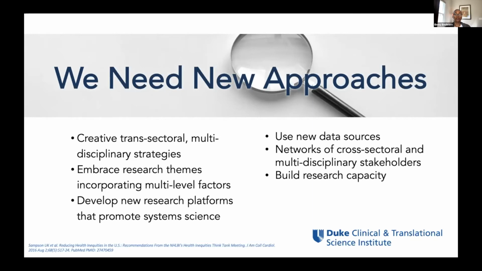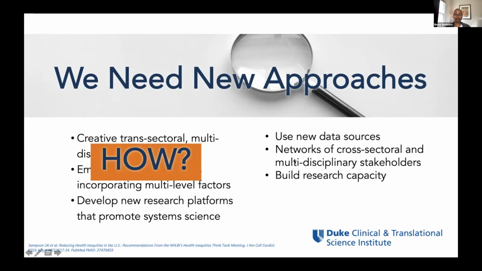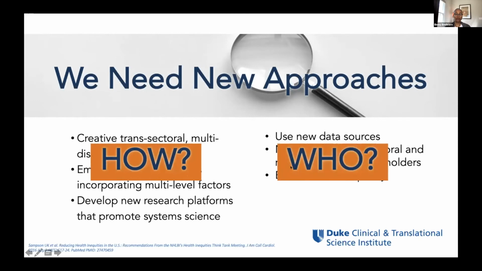Incorporating multiple level considerations for research, as I just pointed out, with that ecological model being very important. And doing that kind of work requires new platforms to promote systems science approaches. And that also then requires integrative new data sources that could then bridge these stakeholders and other types of scientists to build research capacity. So the question is how to do that and who's going to be involved.